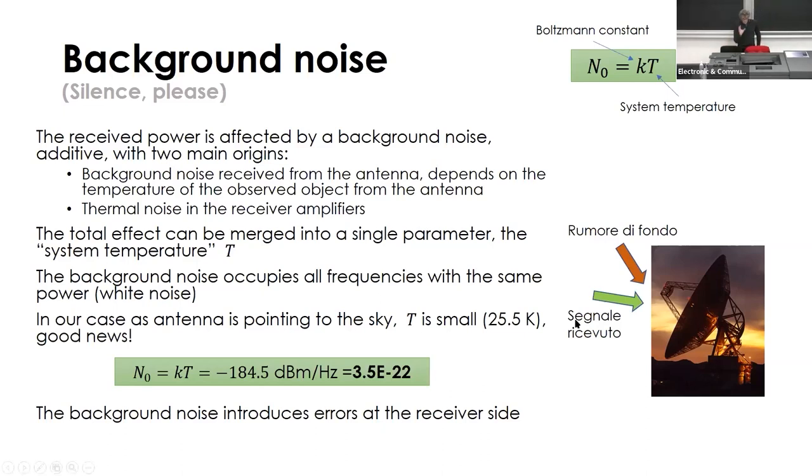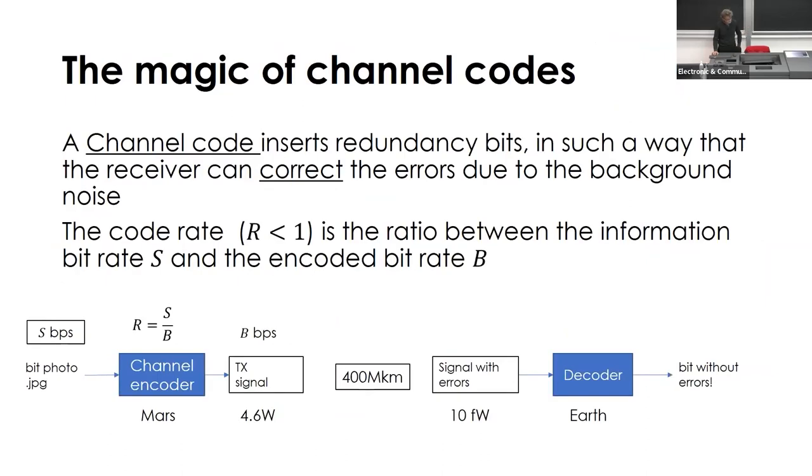So due to this small temperature, because you're looking at the sky, the background noise is not that large. It is actually very small: 3.5 times 10 to the minus 22. So a very low background noise that translates to minus 184 decibel. So you have a very tiny signal with a very tiny background noise. Now the problem is how much of this noise we can tolerate.